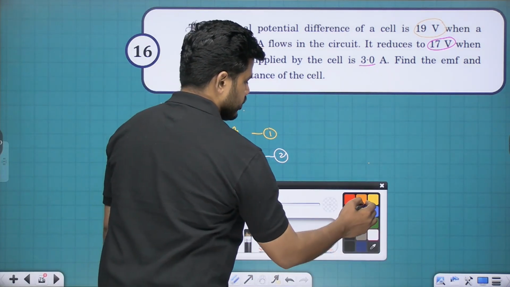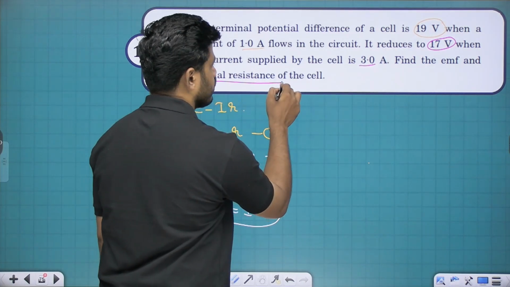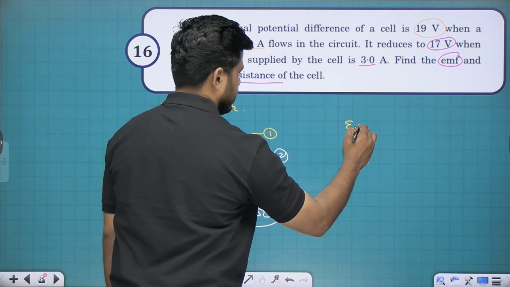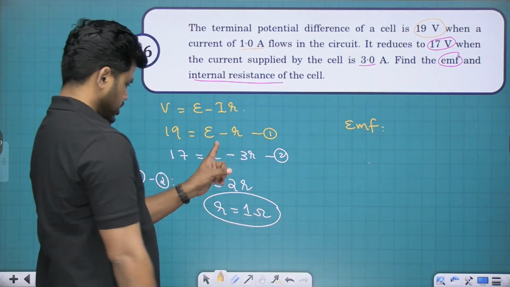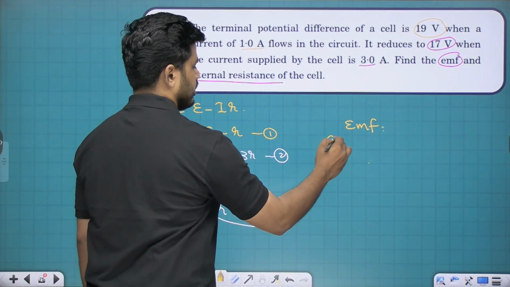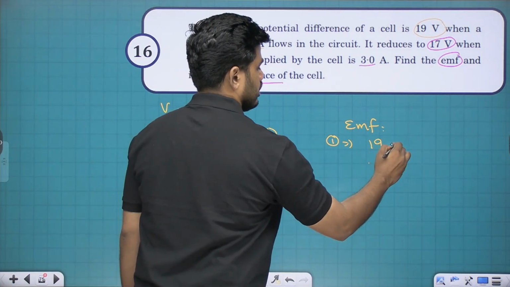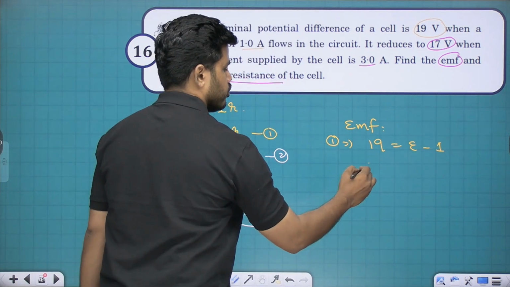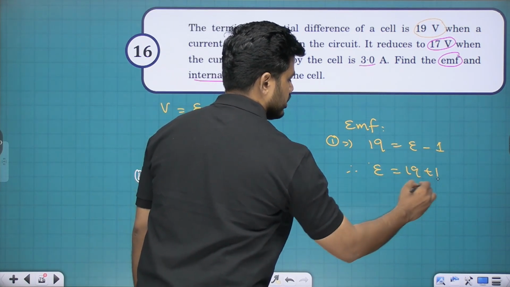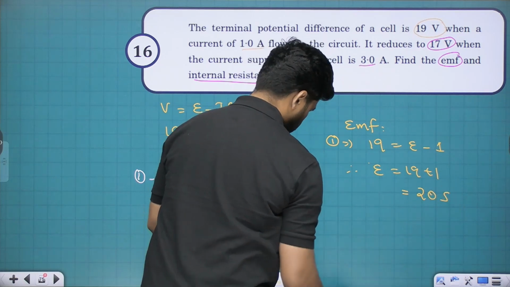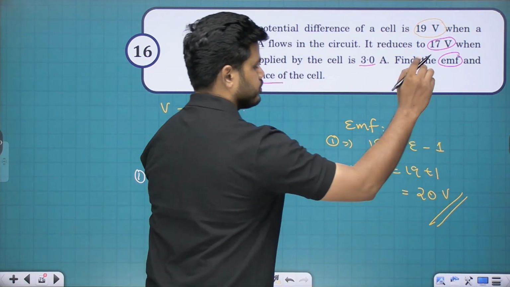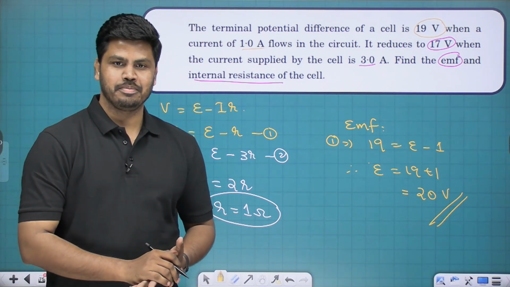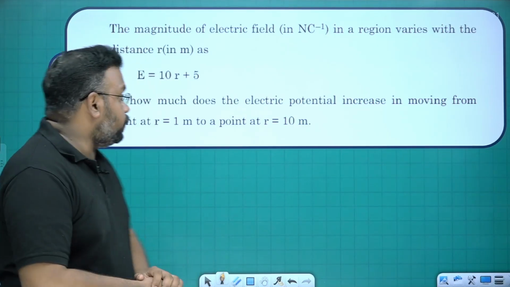Yes, and if you want to calculate EMF, internal resistance we already calculated. We have to find EMF also. EMF of the cell can be calculated using any one of these two equations, 1 or 2. So we can go for equation number 1. We substitute E minus just R. R is equal to 1 only, right? Therefore, what is E? 19 plus 1, 20 volt, right? That is the EMF of the cell. Okay? Yes, thank you.